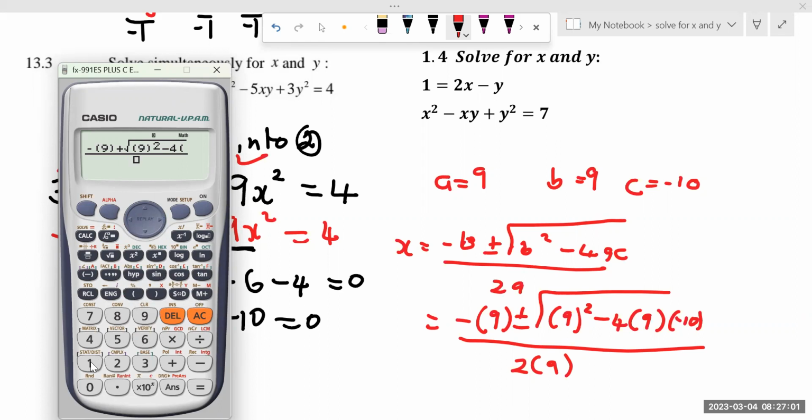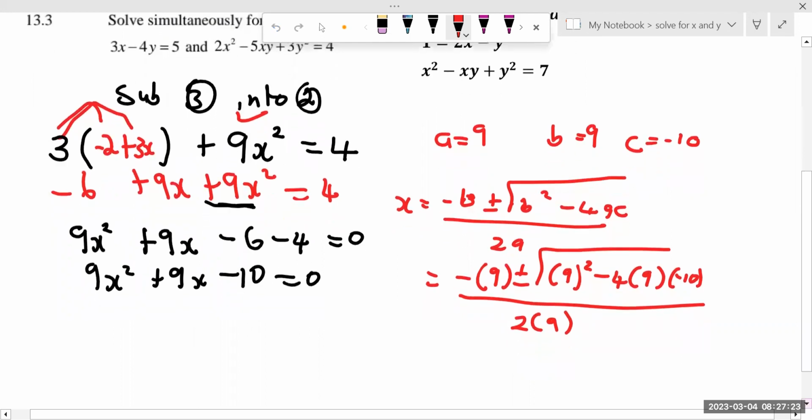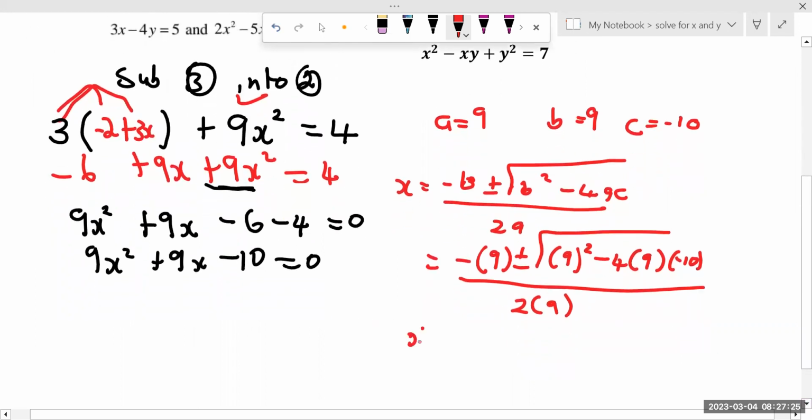And then we have 9. Close bracket. Minus 10. 2 multiplied by 9. And then we get our answer. It says x is going to be equal to 2 all over 3. Yeah?